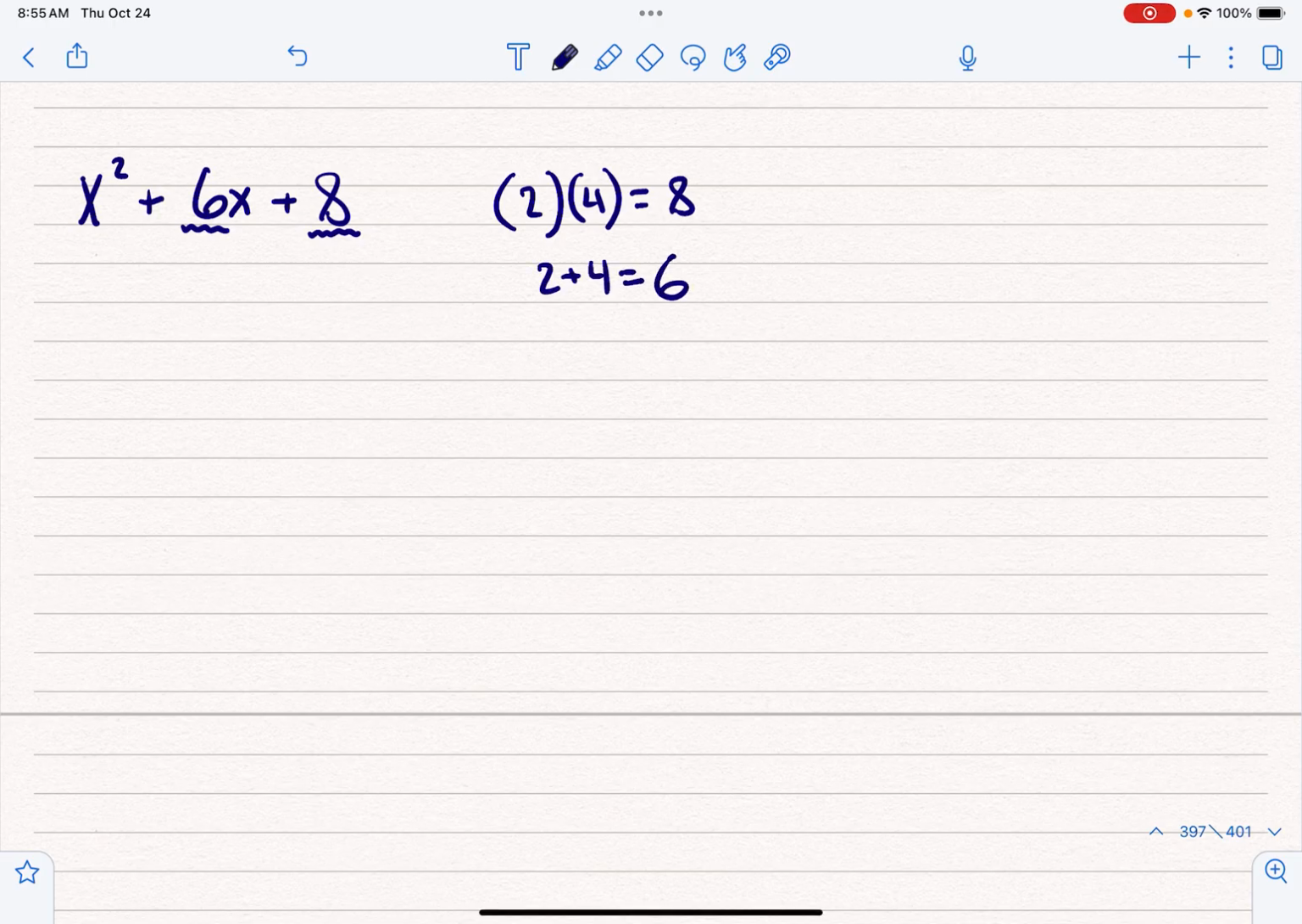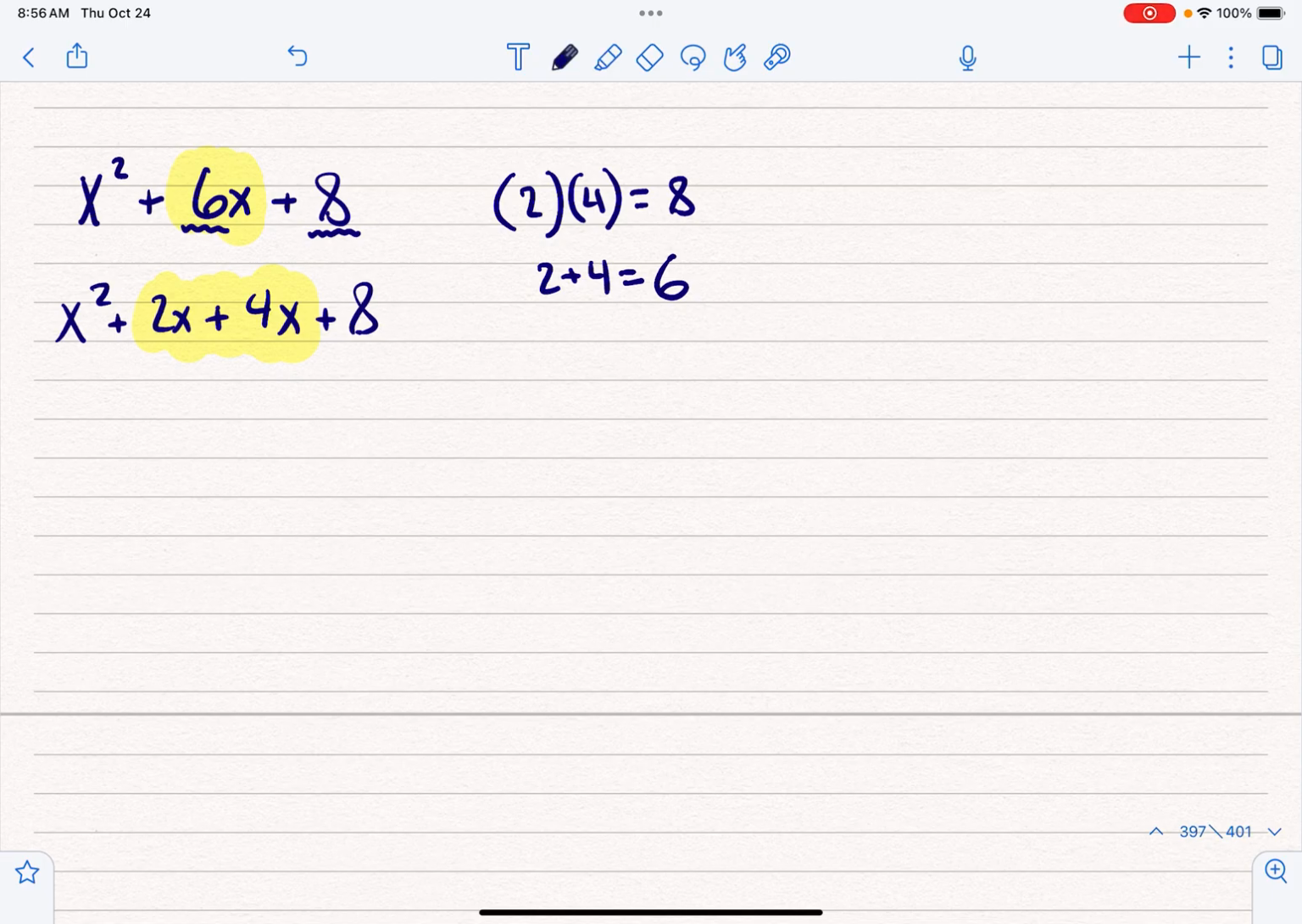And so what we're going to do is, instead of skipping all the way to the end, at this point split up that 6x into those two values. We can say x squared plus 2x plus 4x plus 8. You might say, well, wait, where did the 2x and the 4x come from? But you know that 2x plus 4x is simply 6x. All we did was take that 6x and split it into two terms.